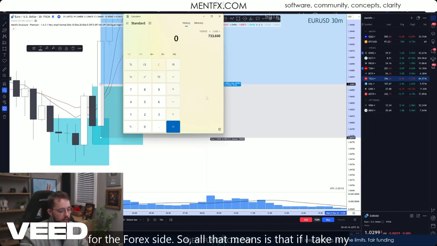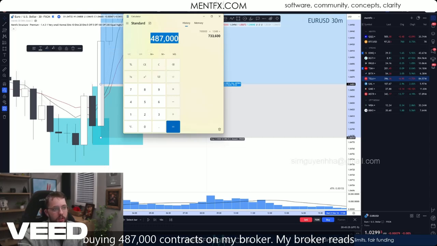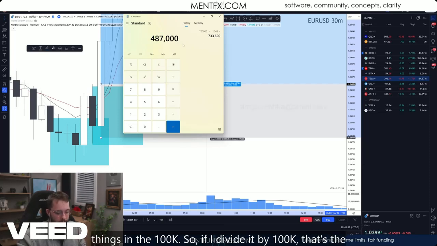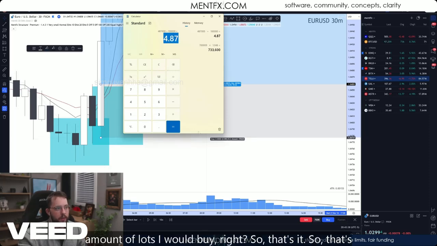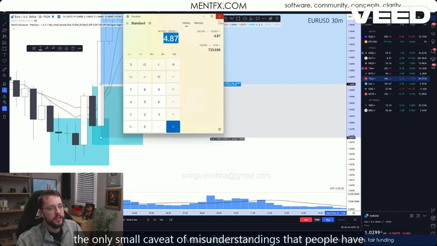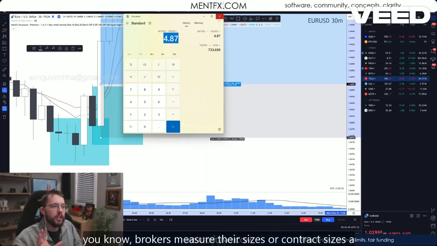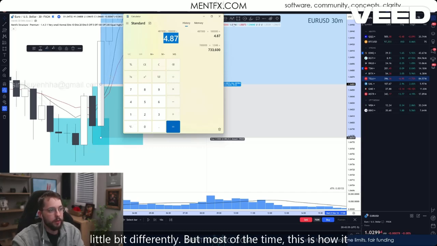So all that means is that if I take my 487,000 that TradingView is telling me I should buy, I'm not buying 487,000 contracts on my broker. My broker reads things in 100K. So if I divide it by 100K, that's the amount of lots I would buy. That's the only small caveat of misunderstandings that people have with FX, because FX can get a little bit crazy, since brokers measure their sizes or contract sizes a little bit differently. But most of the time, this is how it works.